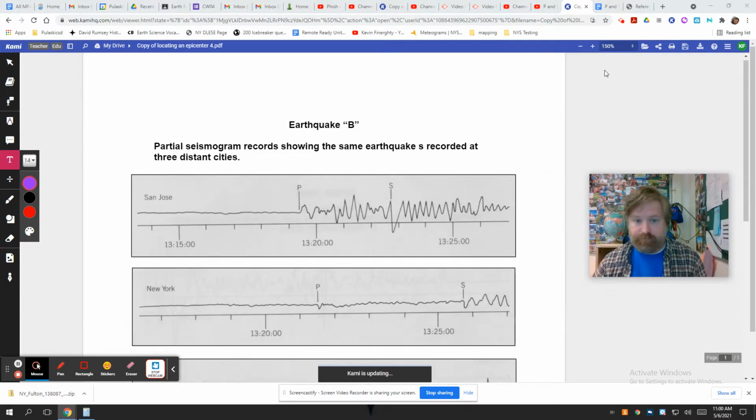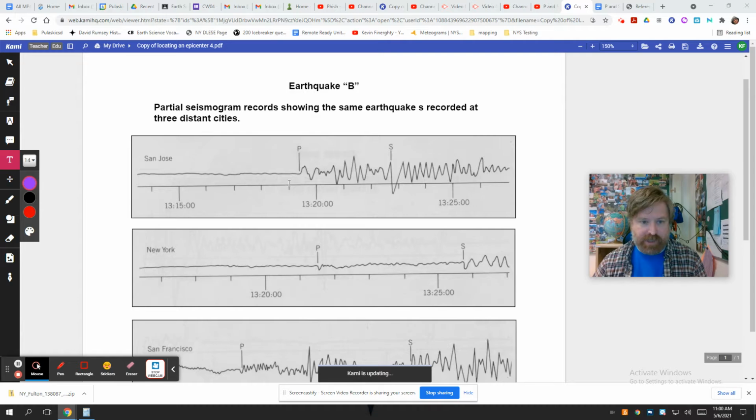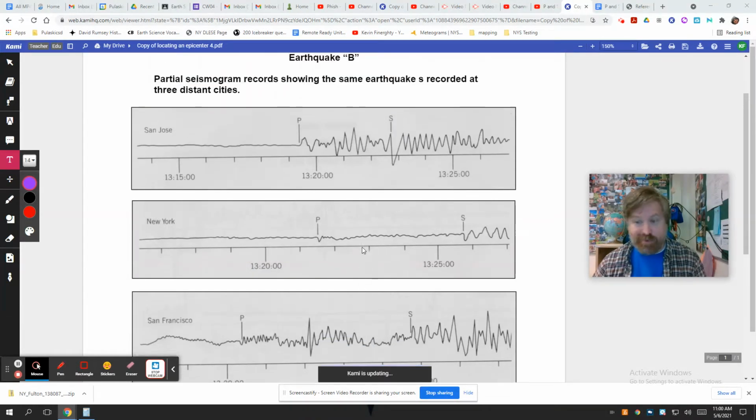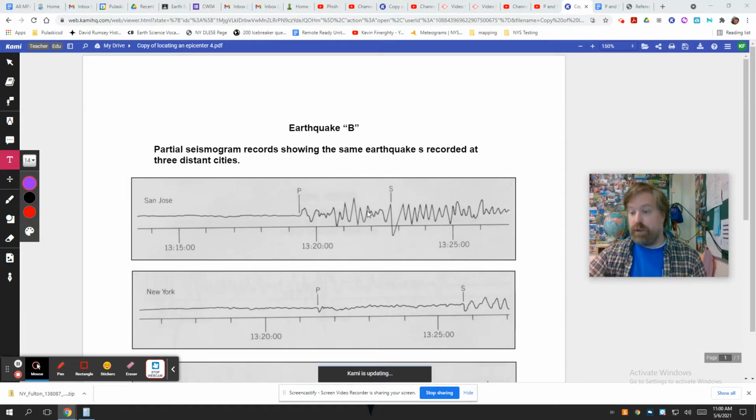All right. First things first, San Jose. Here's what one of these things is going to look like. You're going to do New York and San Francisco on your own with no video help. And then when you do the lab, it's going to look just like this.